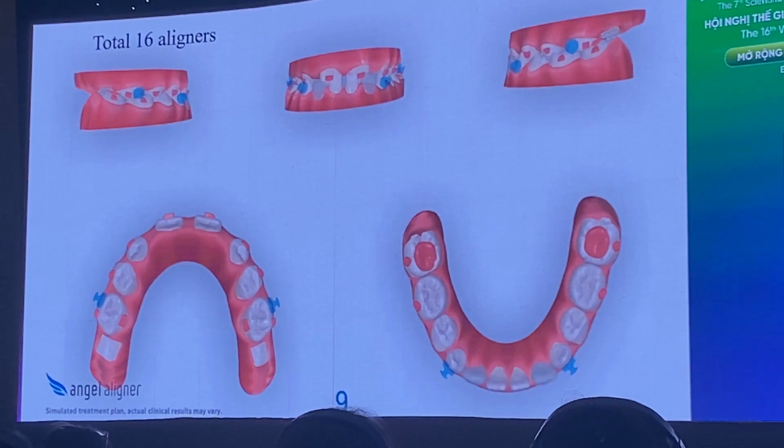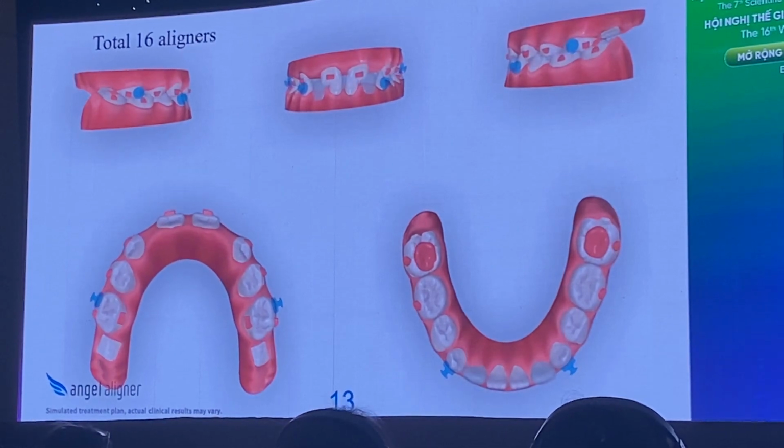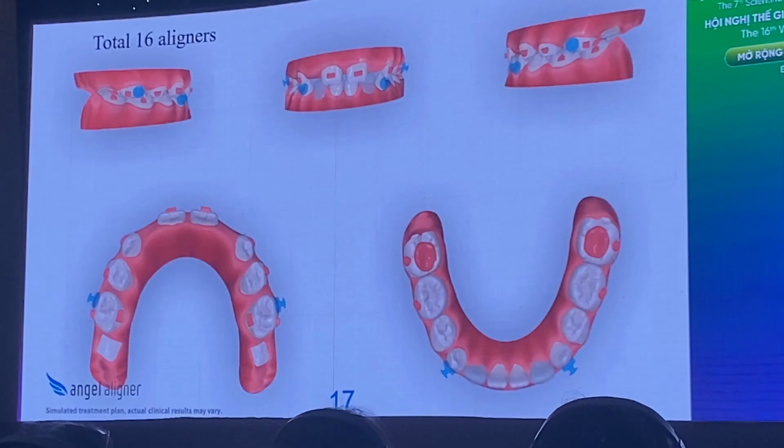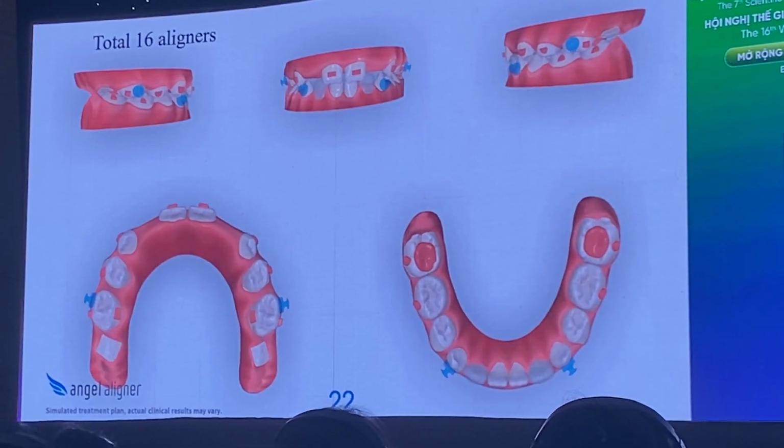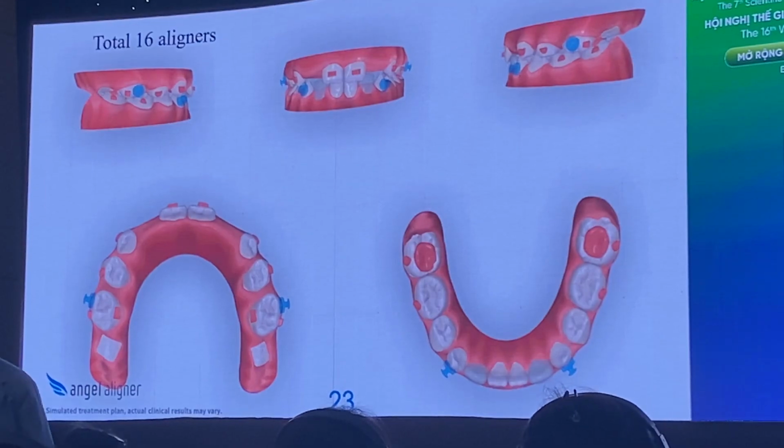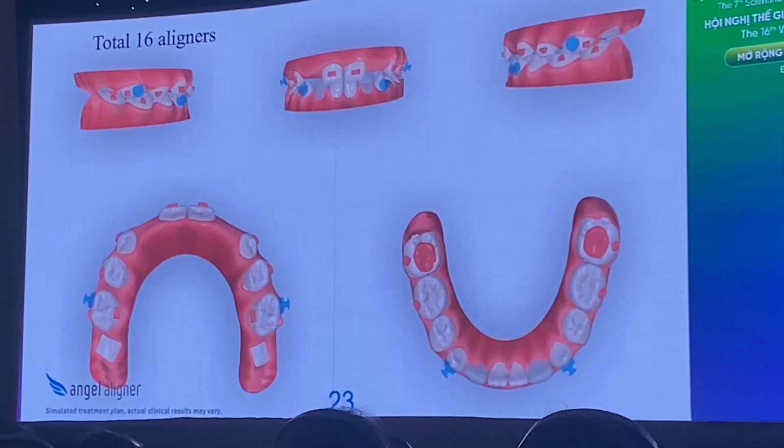Now, you are going to do arch development to make space for the lateral incisors. You are pulling the clear aligners with 16 ounces of force on each side. So the question is, how are you going to make sure that there is enough retention of that appliance?